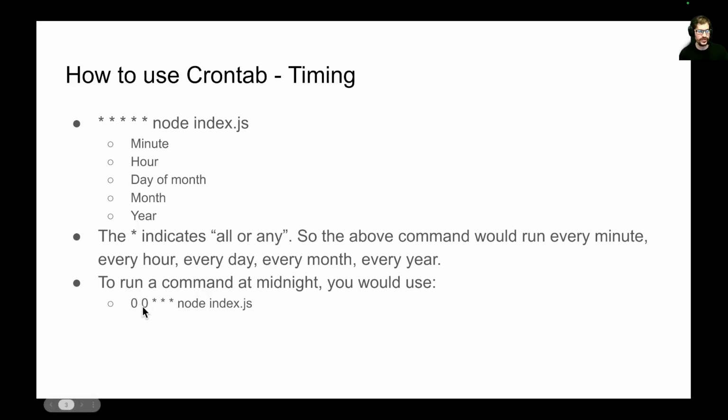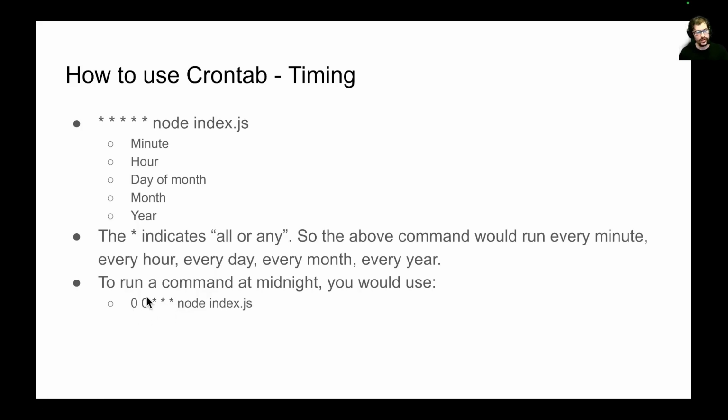You might wonder, why don't we have it as star 0, star, star, star? Well, if we did it star 0, then it would actually run every single minute for the hour of midnight. So it would run at 12:01, 12:02, 12:03, 12:04. We only want it to run once. Maybe you do want it to run every single minute for 4 p.m., in which case you would have star 16, star, star, star.